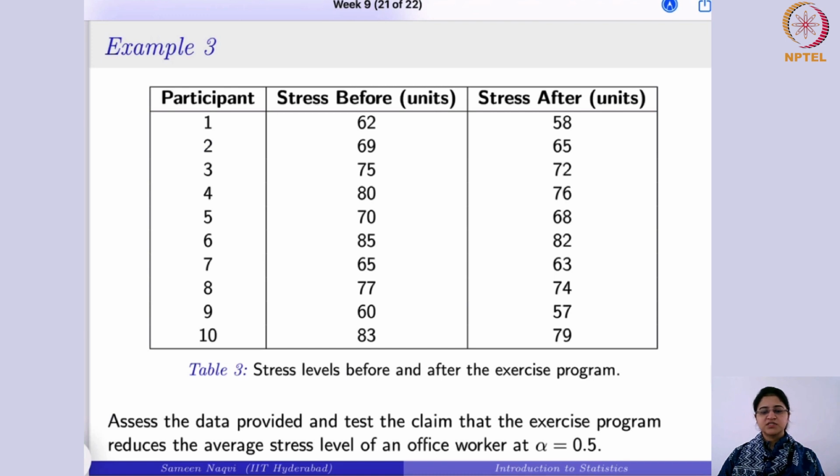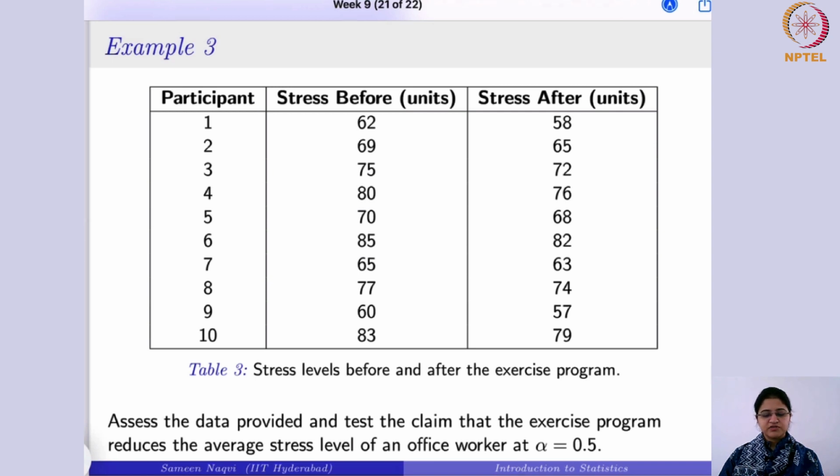You have to assess this data in order to test the claim that the exercise program reduces the stress level of an office worker at level of significance 0.05. So how can we solve this? We immediately know that we are talking about a paired data set. So the previous two results that we studied won't be applicable in this situation.